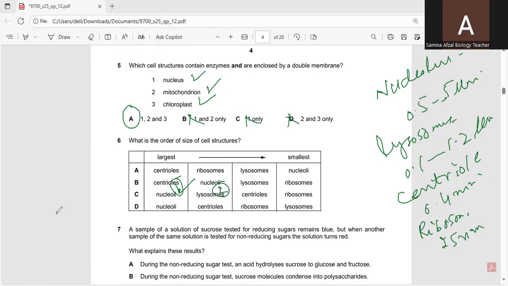Then centrioles. You know the centrioles are rod-like structures which are used for cell division. Ribosomes are smallest in size. They can pass through the nuclear envelope. They are attached on the endoplasmic reticulum. So they are at fourth place. It means according to this arrangement, C is the correct option. A, B, and D are not the correct options.